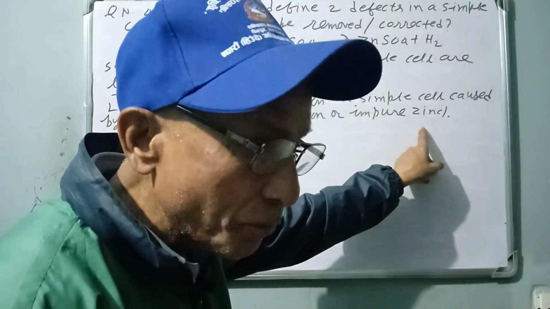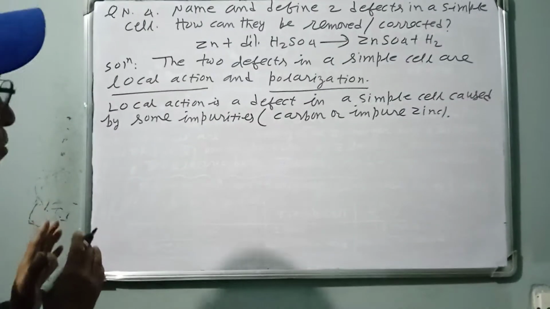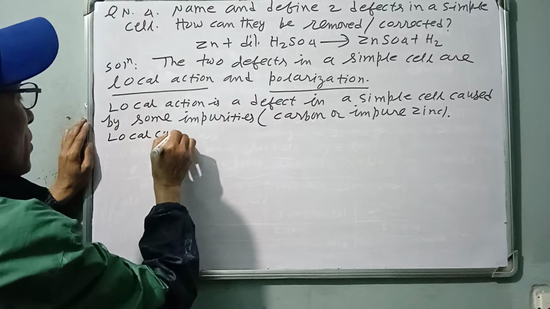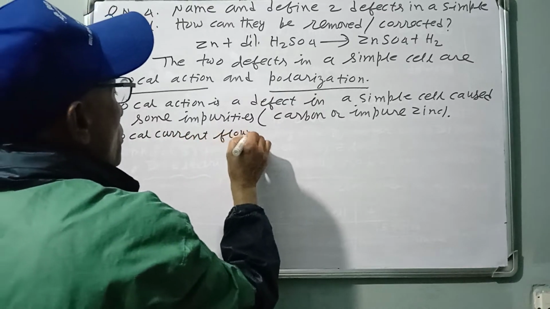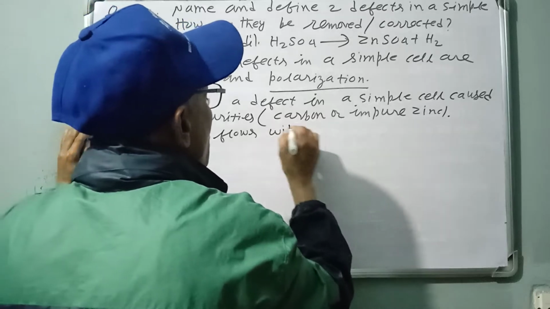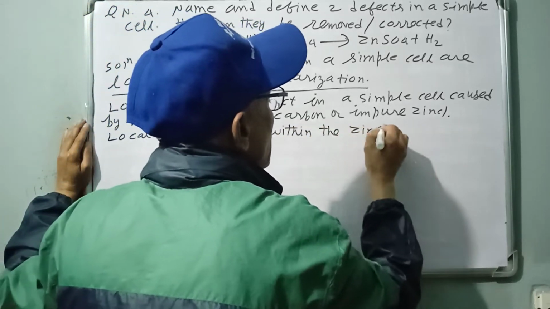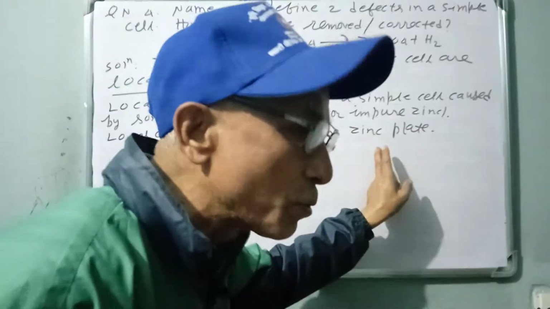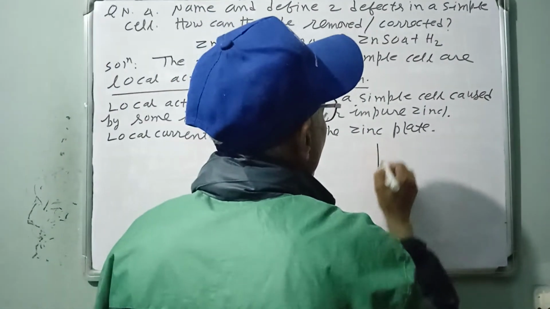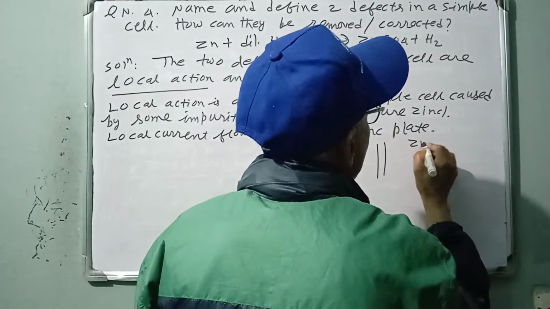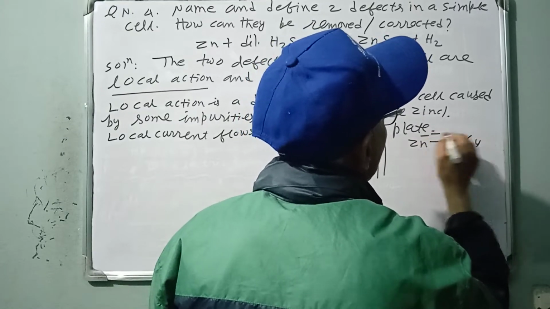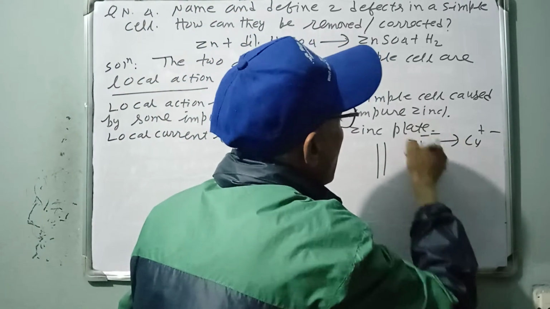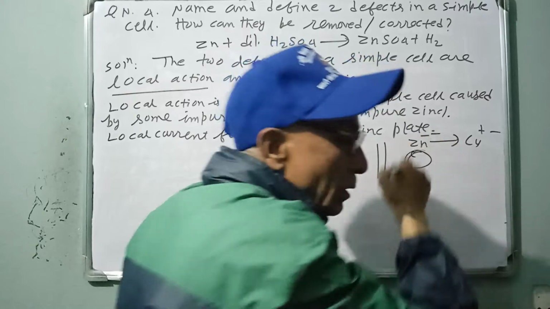The zinc is not pure. If zinc is not pure, local current flows within the zinc plate. It means local action. Local current flows within the zinc plate. Actually, current should flow from zinc plate to copper plate. Current flows from zinc to copper, negative to positive. But instead of electrons flowing from zinc to copper, what happens? Electrons flow within the zinc plate.